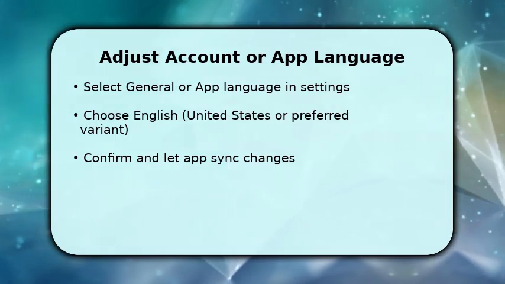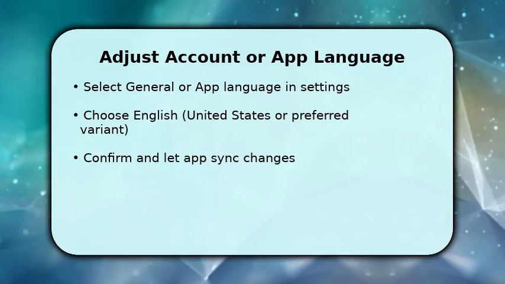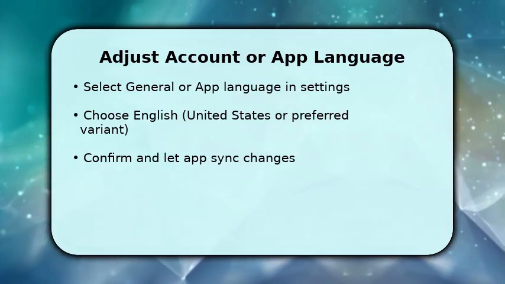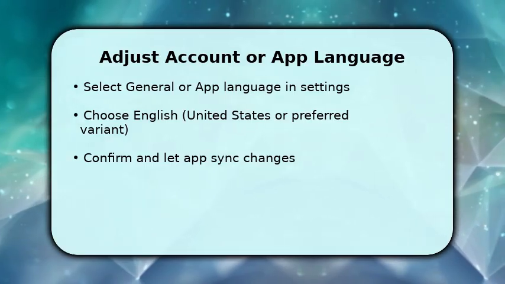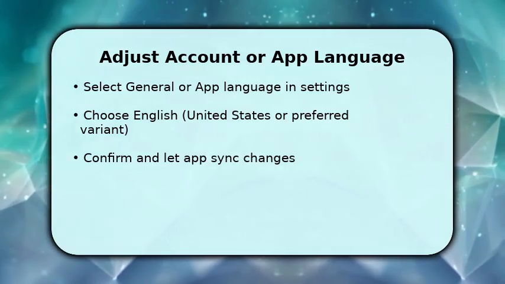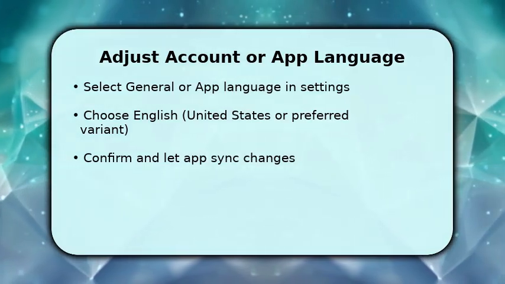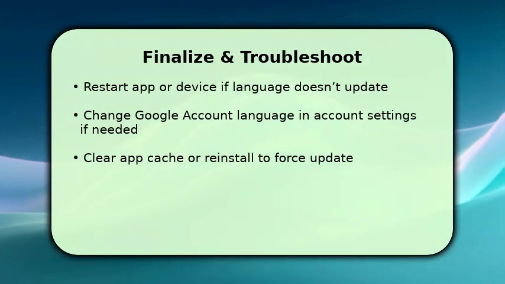Once you select English, confirm the change and allow the app a minute to sync. The UI updates immediately in many cases, but sometimes a restart of the app finalizes the switch. Finish by restarting Google Photos and, if needed, your device so every label refreshes.